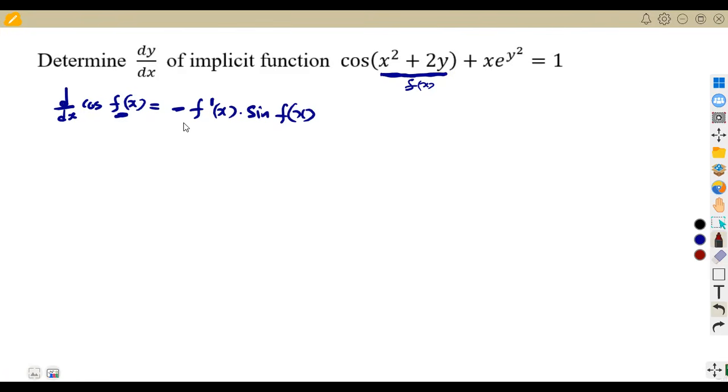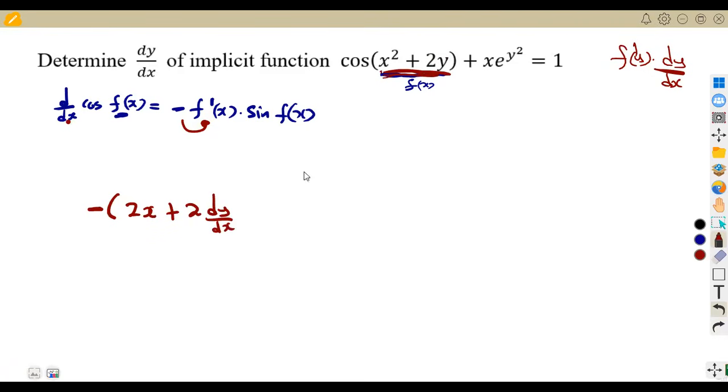That is going to be minus f'(x) in this case because it's a cos. So meaning to say we are supposed to find the derivative of the part inside the bracket. So let us start with x squared. What is the derivative of x squared? It is going to give us 2x with respect to x. We move on to 2y. 2y is a function. So remember, whenever you're dealing with a function of y, you're going to find its derivative times dy/dx. So what is the derivative of 2y? That is going to be 2 times dy/dx.